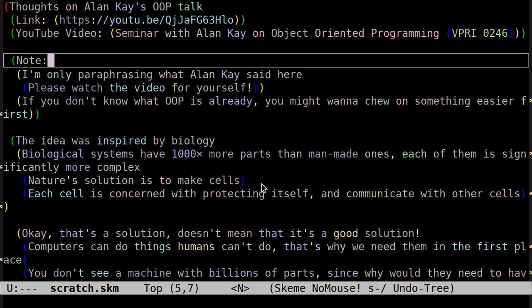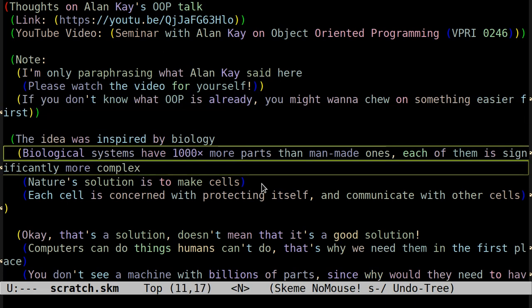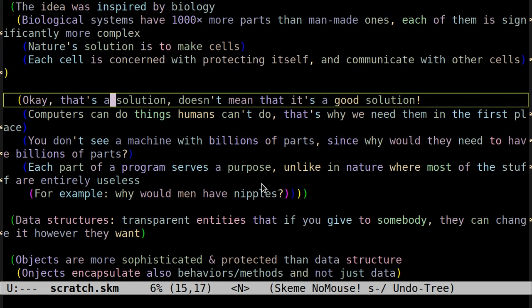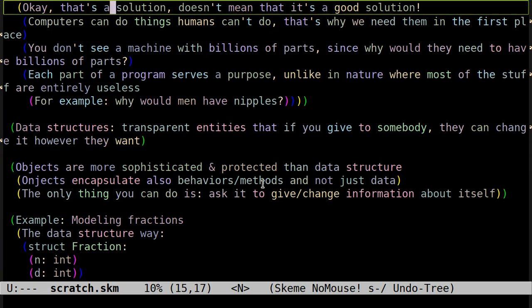With that out of the way, first of all, the idea of OOP was inspired by biology. Alan Kay said that biological systems have like 1,000 times more parts than man-made ones. Each of them is significantly more complex, and nature's solution to manage the complexity is to make cells, so that each cell is concerned with protecting itself and communicating with other cells. Okay, I think that's one solution, but that doesn't say it's a good solution though.